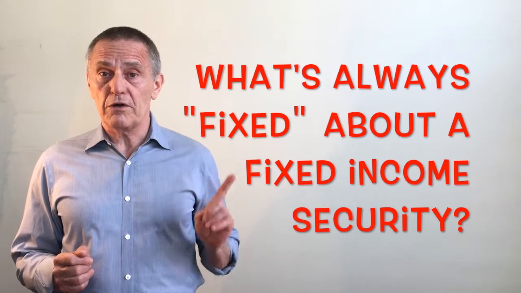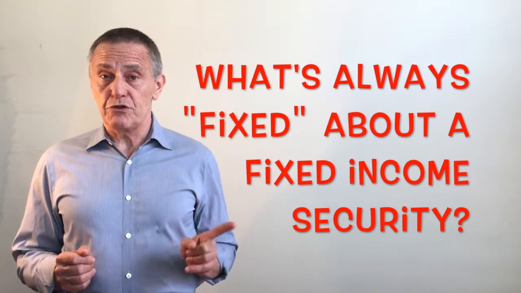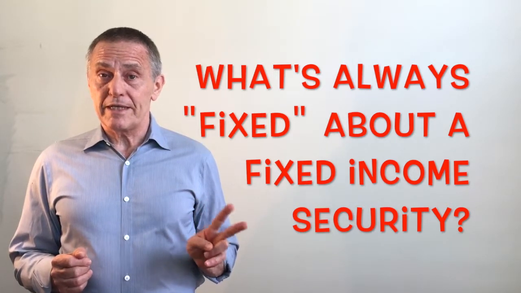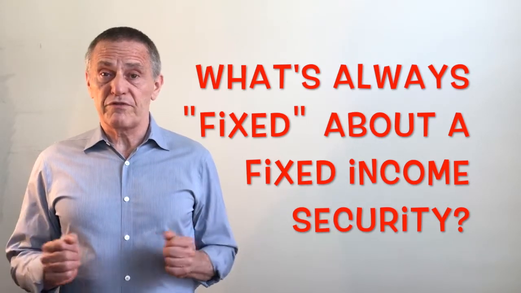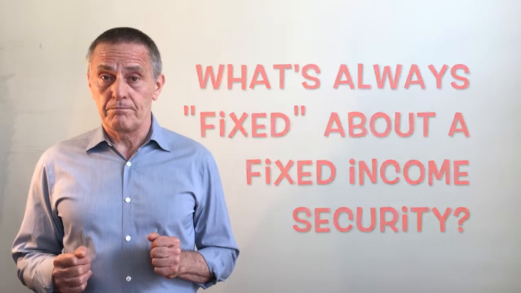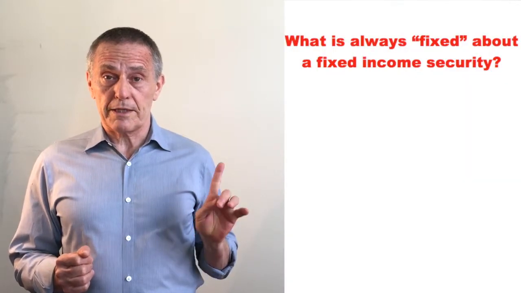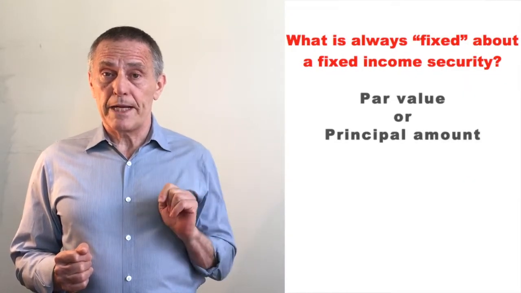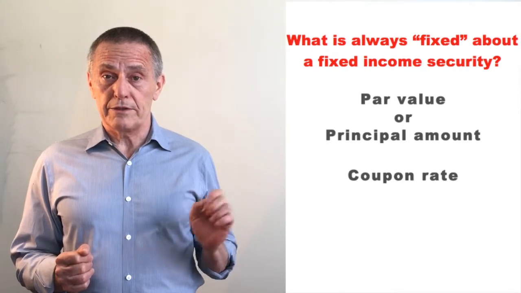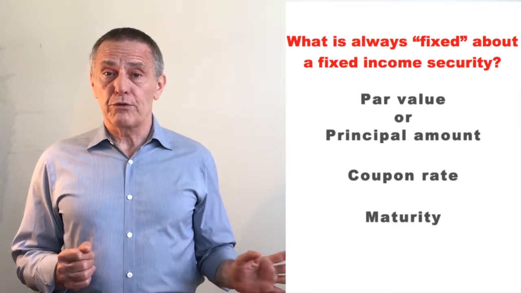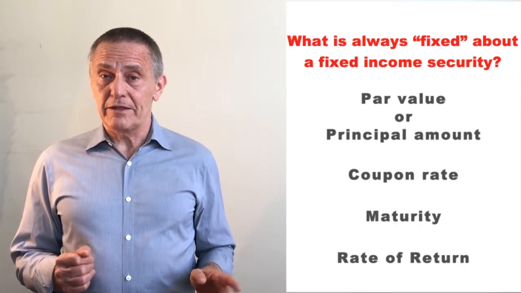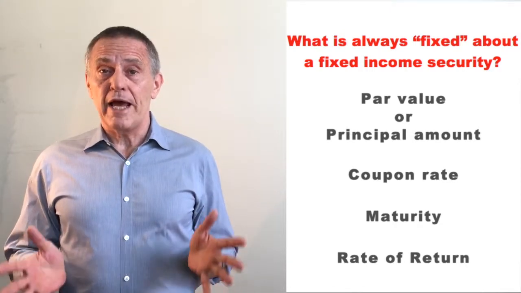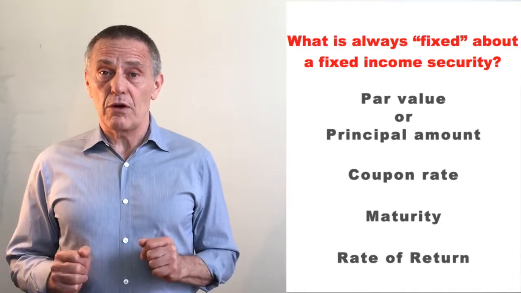Well, there are 4 components to that list. Let's enumerate them, then talk about the exceptions in each case, and ultimately identify what is always fixed about a fixed income security. So the 4 usual suspects: par value or principal amount, coupon rate, maturity, and rate of return. Let's go through each of these in detail, identify the exceptions, and then identify what indeed is always fixed.